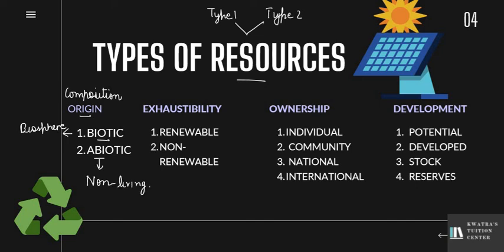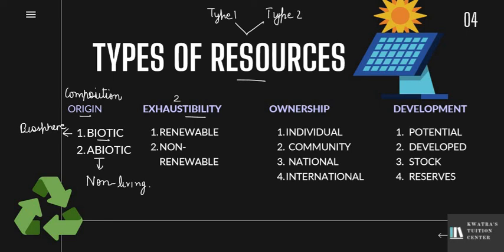Okay, for example, soil, water, air. These things are very important for our sustenance, but at the end of the day, they cannot breathe. They cannot do any other biological activity. Okay. Then I will take another header number 2, which is exhaustibility.